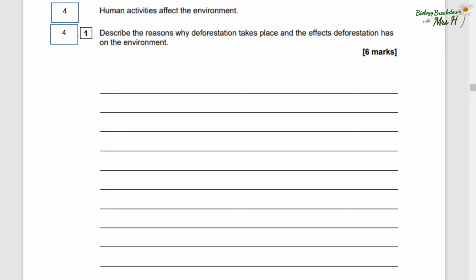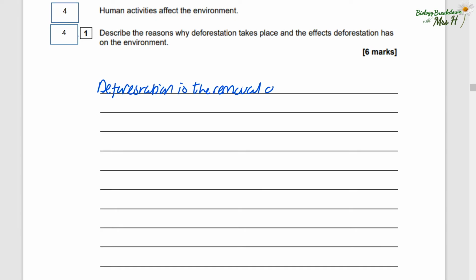Human activities affect the environment. Describe the reasons why deforestation takes place and the effects deforestation has on the environment. So again, we've got another 6 marker here. Just to let you know, examiners will read the whole question and they will get an idea of the logical flow. So this will be the same for the other 6 markers you've answered. Then we're looking for reasons for the deforestation and the effects of deforestation, and there needs to be quite a few examples of both of those in order to get up into the 6 mark category.